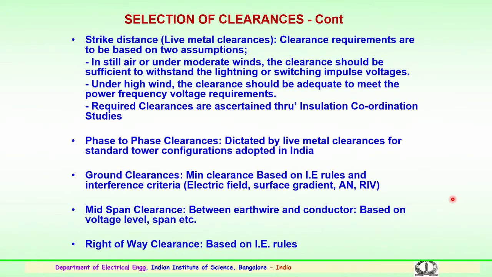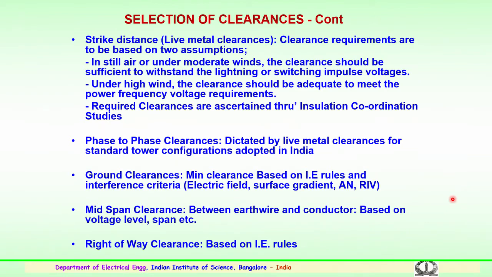So, face to face clearances. These are basically dictated by the live metal clearances, that is the live metal clearances, maybe corona control rings, yoke plate, the conductors. So, the standard tower configurations have to be properly adopted as per the country, as per which are being adopted for various voltage levels. So, minimum clearances have to be considered before the towers are being strung with the conductors.